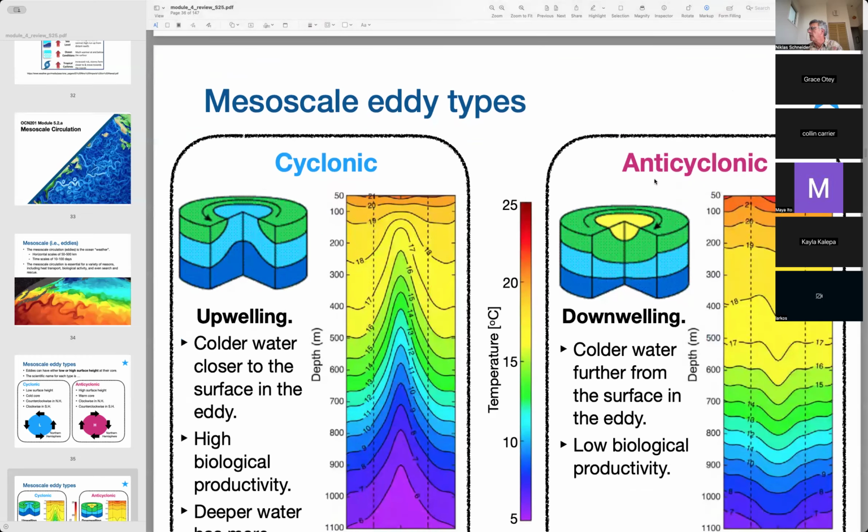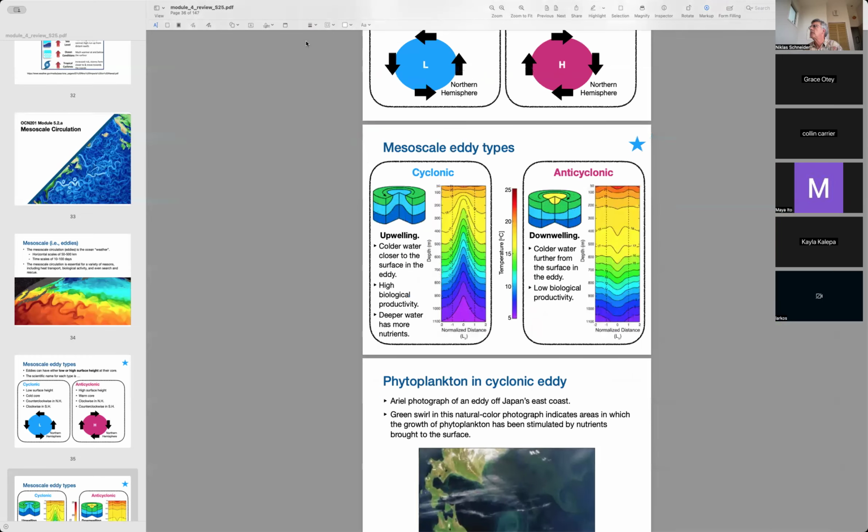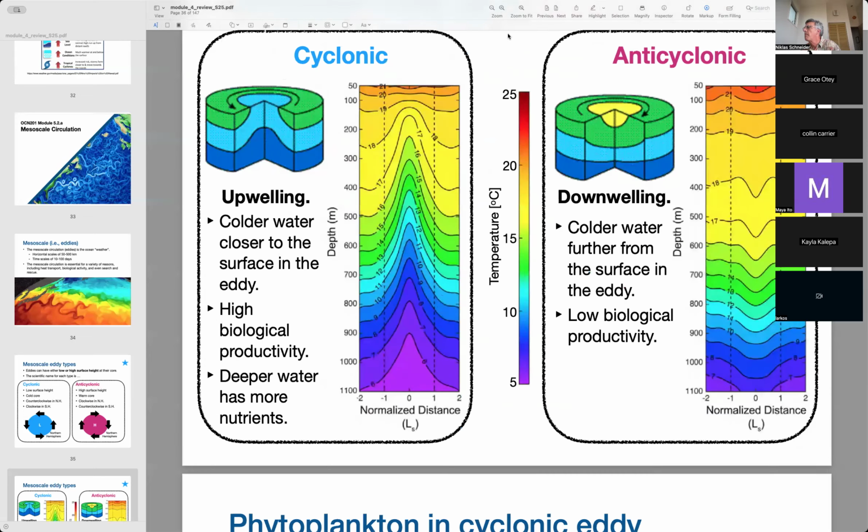Now in the northern hemisphere. Oops, let's make this a little bit bigger. Now how do I change the size of these things? Don't show again. Make this a little bit bigger.